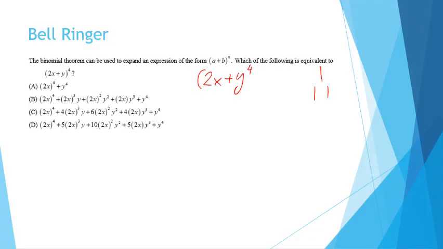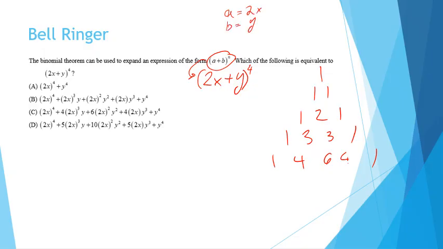So the first step is to draw out Pascal's triangle. Once we have Pascal's triangle drawn out, we then want to identify our a, b, and n from this form. So here our a should be 2x, our b should be y, and then our n should be 4. And now you want to find row n in the triangle. So remember, this is row 0, row 1, row 2, row 3, and then this is row 4.